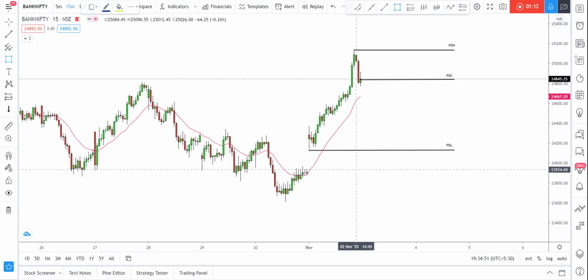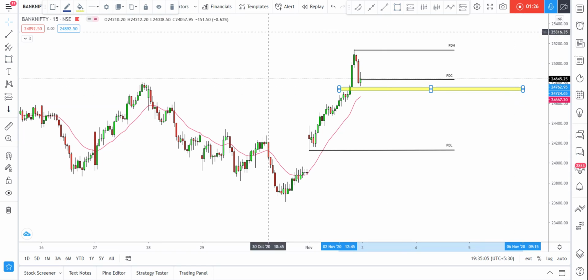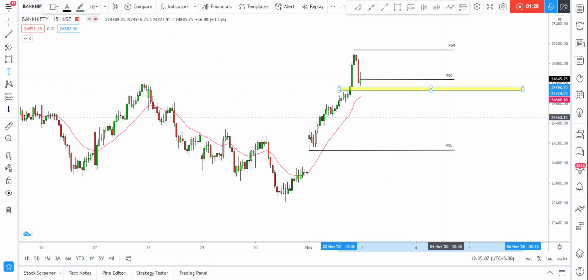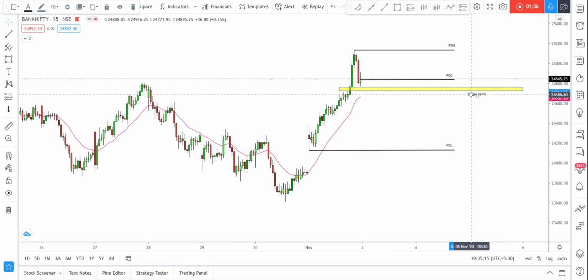Apart from that, let's search for a single print. Yes, there is one single print here. See, there is no overlap of this particular area by any candle of that particular day, correct? I treat this as a single print. I'll mark it as single print and lock it.